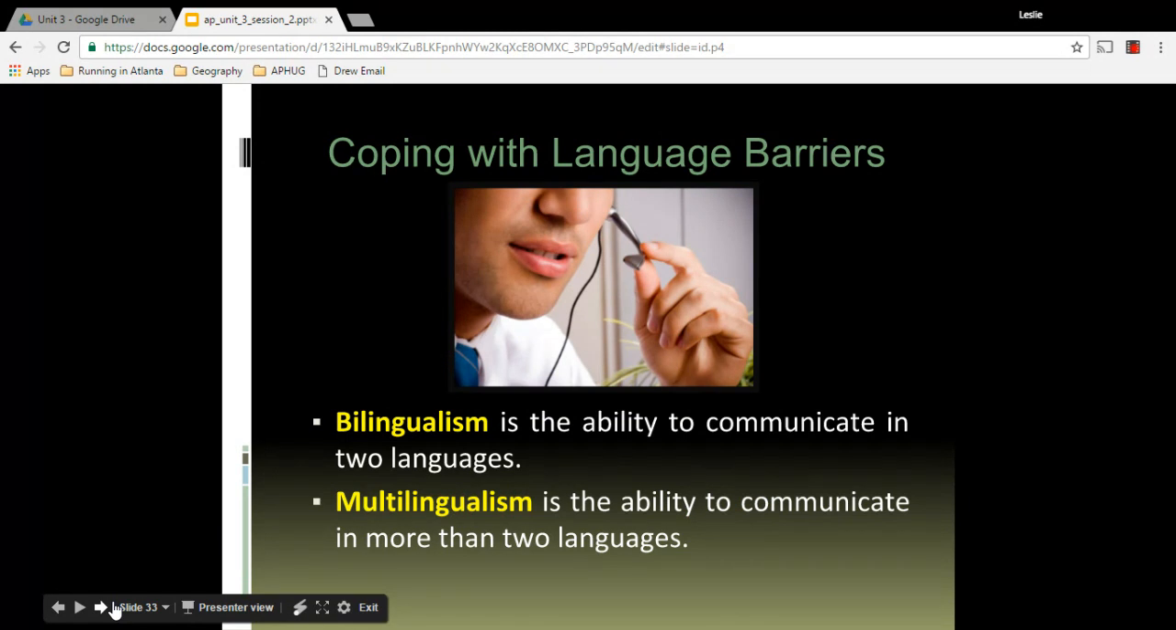So when dealing with language barriers, you have people who are bilingual, and bilingualism is the ability to communicate in two languages. Multilingualism is the ability to communicate in more than two languages.